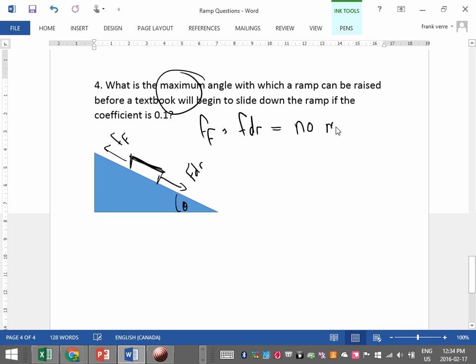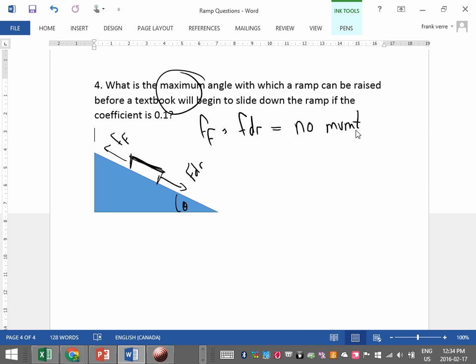The reason why there's no movement is because of Newton's first law. Remember Newton's first law, the law of inertia? If the textbook is at rest and the net force is 0, then the textbook stays at rest, because an object is going to want to do what it's initially doing, right? So, if the textbook isn't moving, and the force of friction is equal to the force down the ramp, the net force is 0, and the textbook stays in place. But as soon as you increase the angle even slightly to the point where FDR is bigger, then what happens? Then it starts to slide.